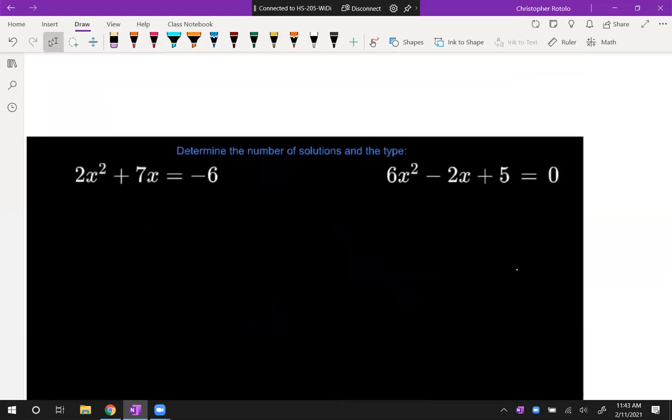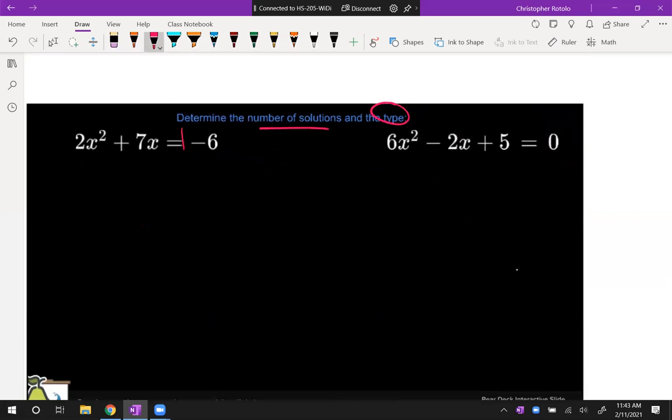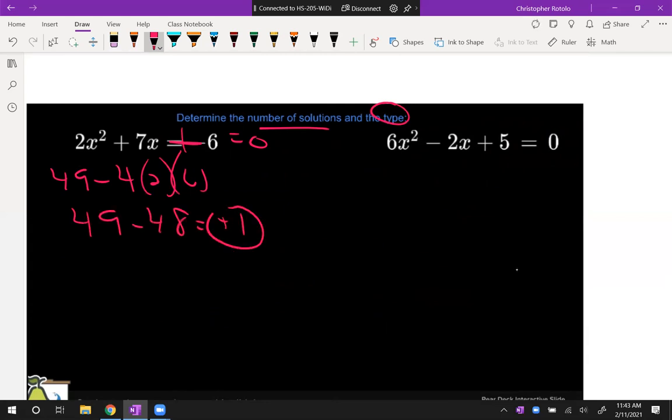If I ask you for the number of solutions and the type, then we're just going to use the discriminant. It should be equal to 0 to do this. So b squared is 49 minus 4ac. All right, so I get 8 times 6 is 48. So I have 49 minus 48. That turns out to be 1. It's positive, so I get 2 solutions. And the type, since the square root of 1 is something I could answer, right? That is a rational number.